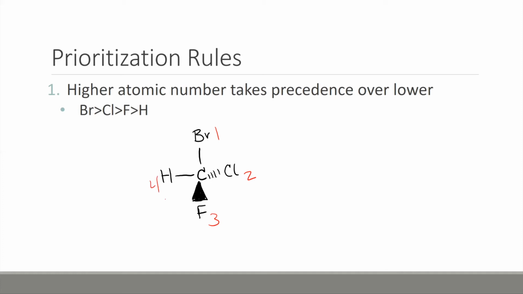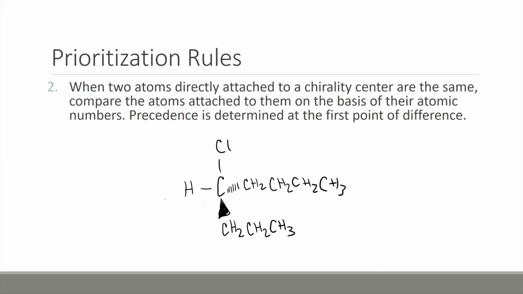What about if you have chains? So when two atoms are directly attached to a chirality center and they are the same, you're then going to compare the atoms attached to them on the basis of their atomic number. So we're still using atomic number. And the precedence is just determined at the first point of difference. So wherever they first become different, that is where you will then decide.